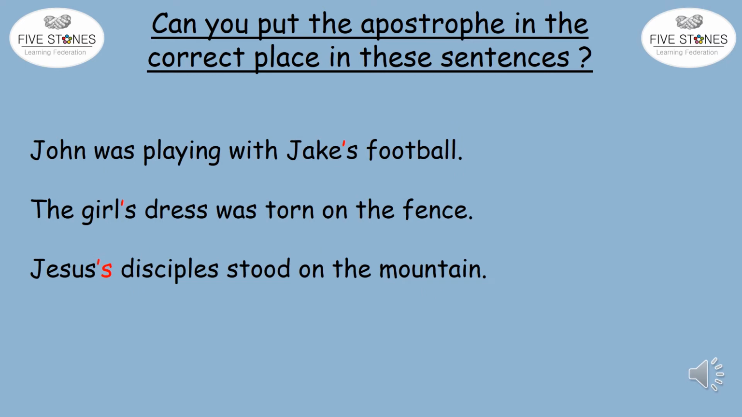Okay, let's see if you put the apostrophes in the correct place in these sentences. John was playing with Jake's football. It's the football that's owned by Jake, so we put the apostrophe after the E in Jake and we add the S. The girl's dress was torn on the fence. It's the girl's dress, so after girl, on the L, we put the apostrophe and we add the S.